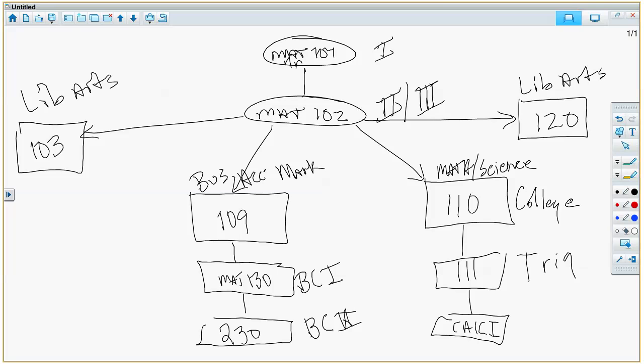Now, why is that important? Because if you do the 130 and the 230 in a business major and you change your major, most of the time, that 230 and 130 won't transfer. But if you take the Calc 1 and Calc 2 route, that will cover anything. You see what I'm saying? That's why I think it's very important for all students to understand this, okay?